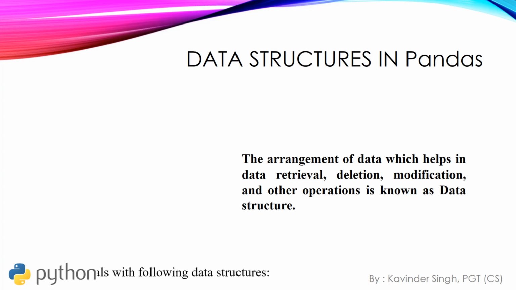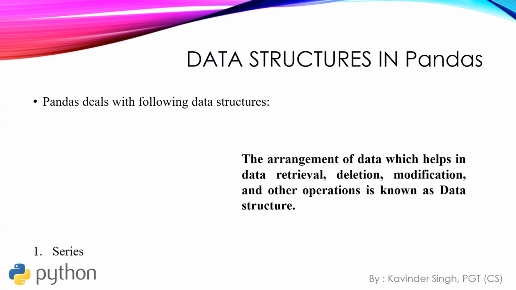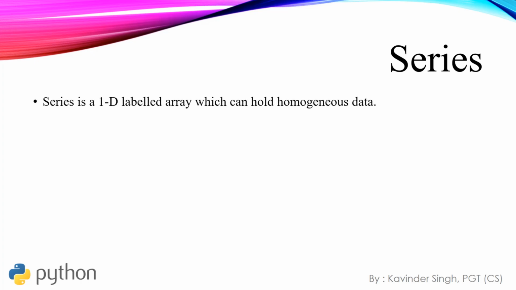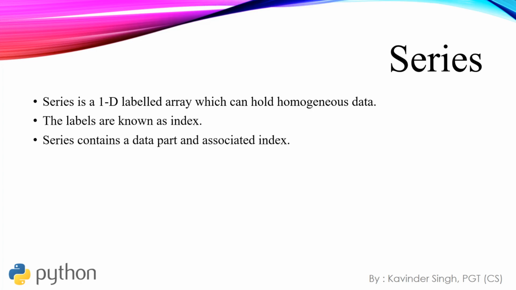Pandas library contains 3 data structures. First is series, second is data frames, and third is panel. In this video, we'll be learning about series data structure. So what is series data structure? Series is basically a one-dimensional labeled array, and the labels of series are known as indexes. Series contain a data part and associated index for that particular data.